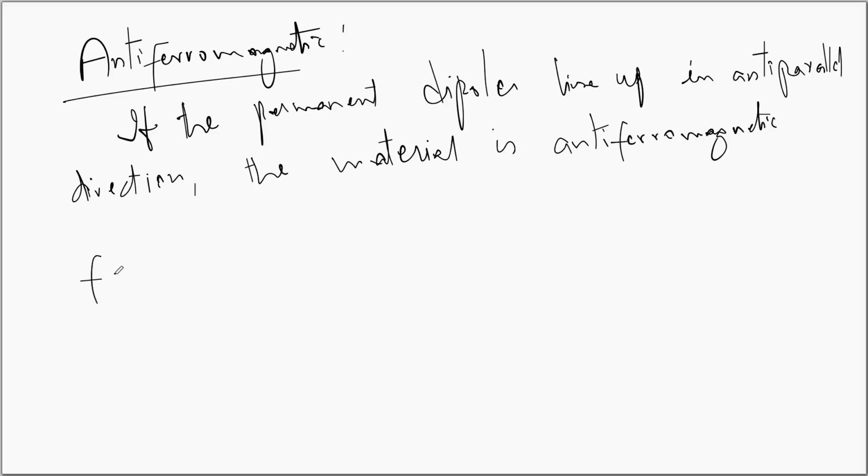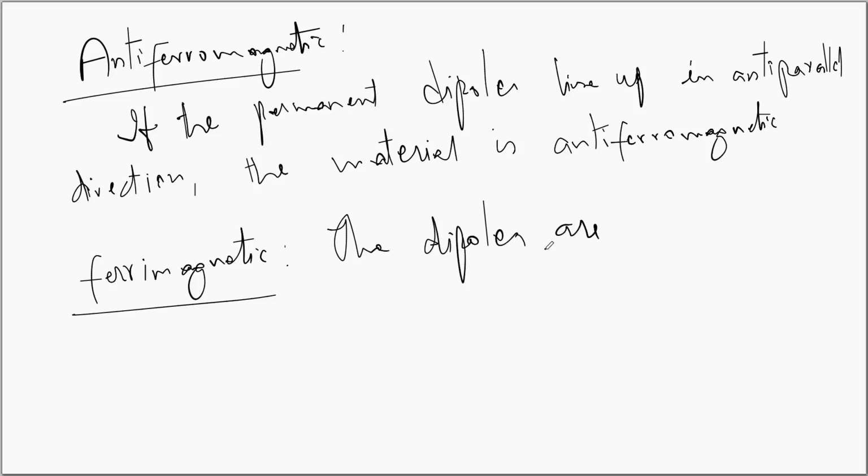Lastly, ferrimagnetism. In the case of ferrimagnetic materials, the antiparallel magnetic dipoles are not equal in number and not equal in magnitude. So the dipoles are antiparallel with unequal magnitude.